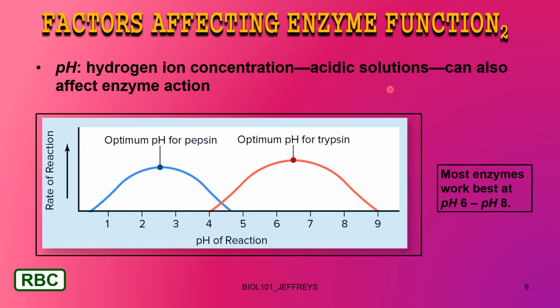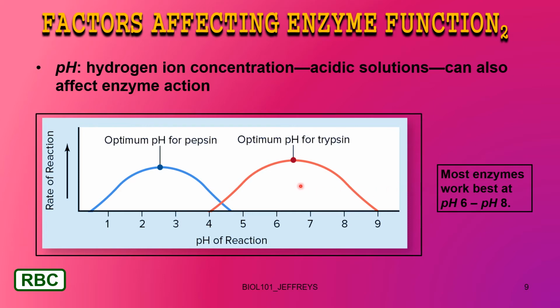So household bleach is about pH 14. It's way, way up there. Most human enzymes work best at a pH between about 6 and 8, optimally pH 7, that's neutral.